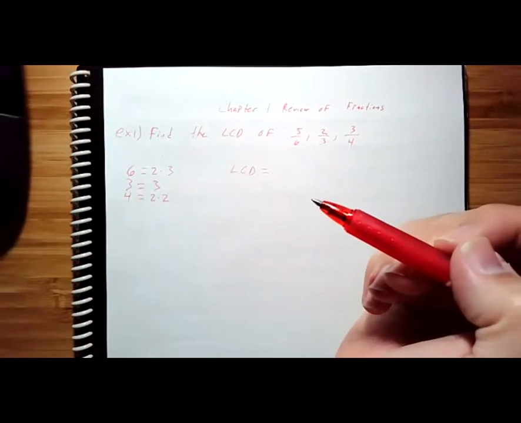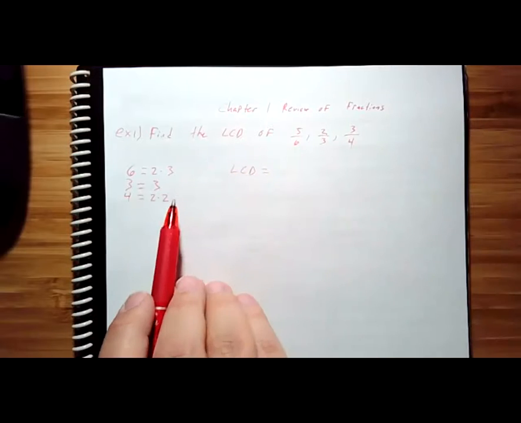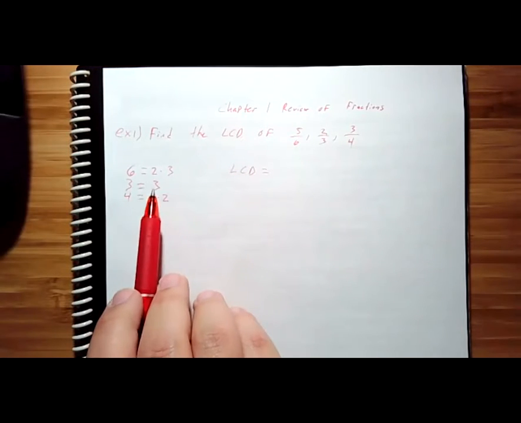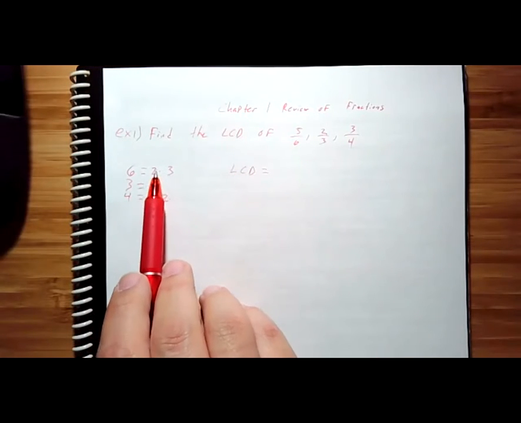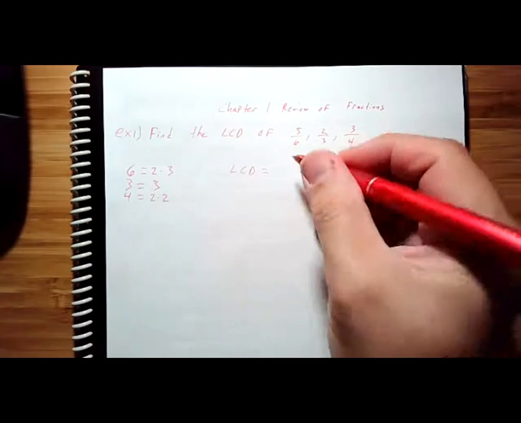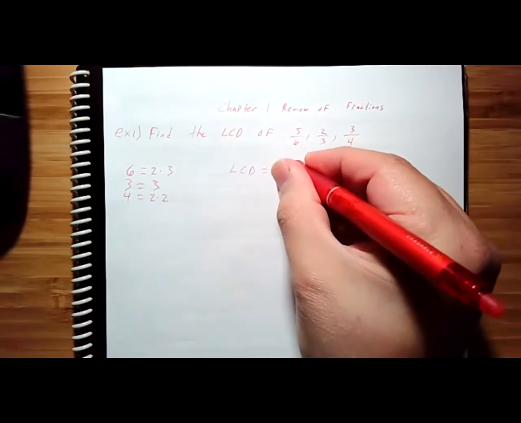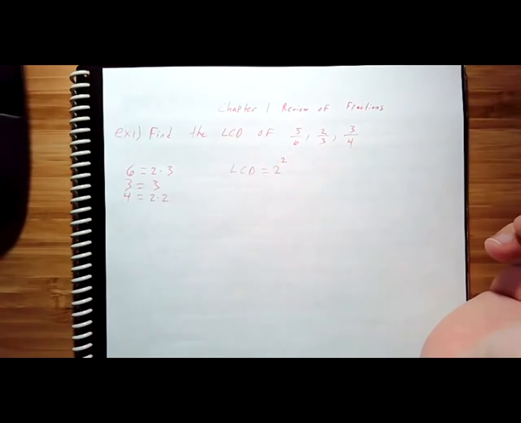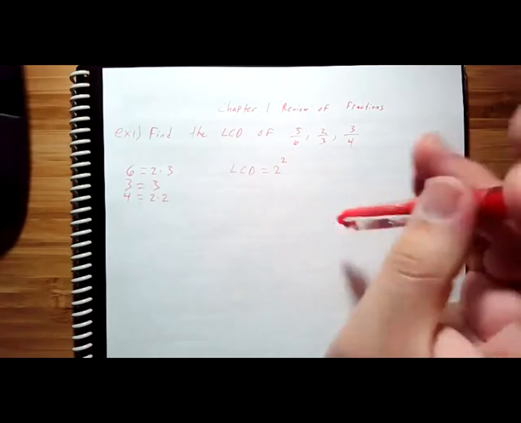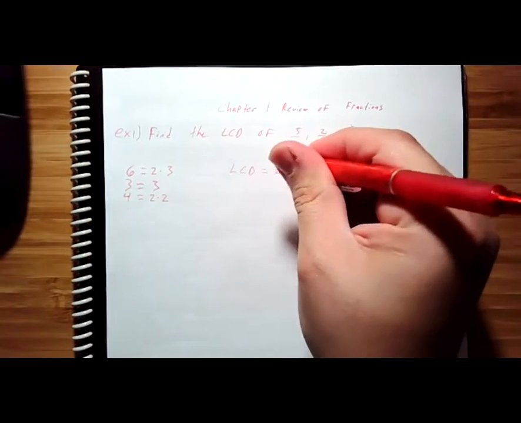So let's start with the lowest number, 2. There's 2 2s right here. There's no 2s there. There's 1 2 here. So you write the most number that appeared. So there's 2 of them. Or you can write it like this if you want.